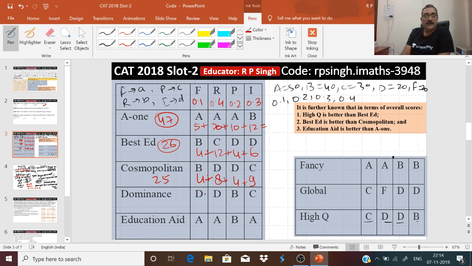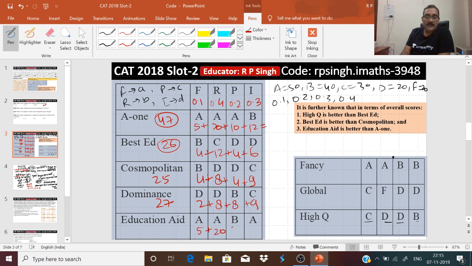Now in this, 20 into 0.1 will give you 2, 20 into 0.4 will give you 8, and 40 into 0.2 will give you 8 again, and 30 into 0.3 will give you 9. It is 27.